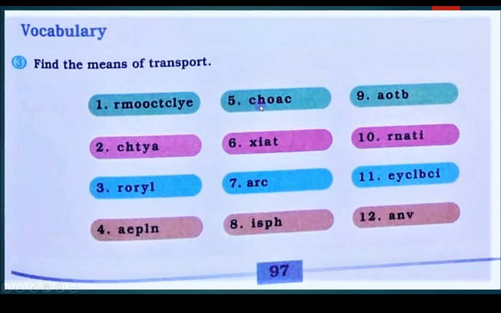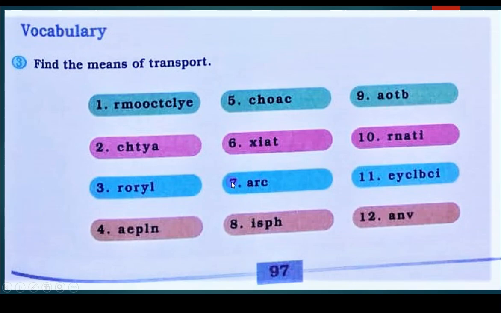5. A coach. الكوتشي أو العربة. 6. It's easy I think. سهلة على ما أعتقد. A means of transport that has X letter. وسيلة ديال النقل اللي كتحتوي على حرف X. شكون هي؟ A taxi. Okay? A taxi.